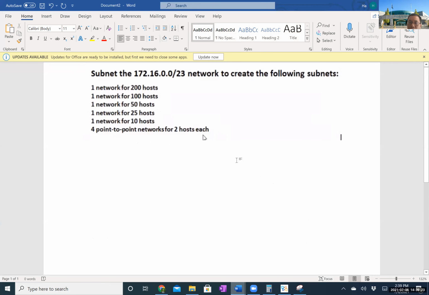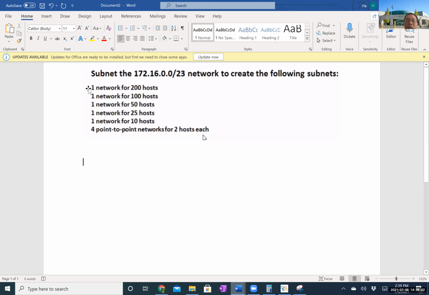Okay, so here's the requirement. We have the original /23 network here, and now we have to break it down into 1 network for 200, 100, 1 network for 50, 25, 10, and 4 networks, each supporting 2 hosts, point to point here, right?